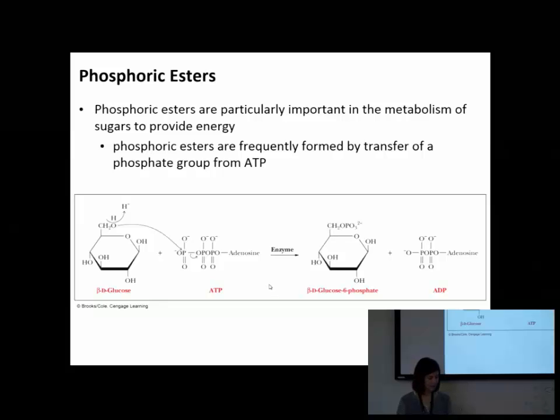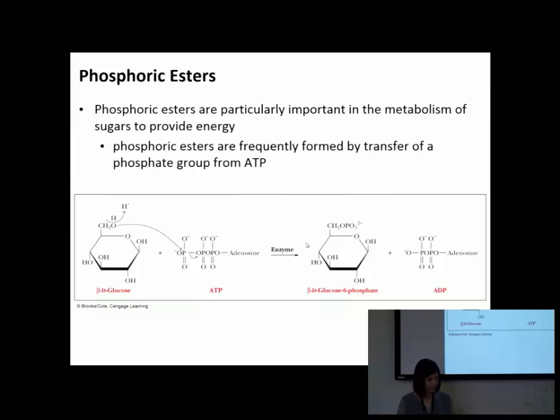But we're going to study this reaction next chapter when we look at glycolysis. It requires energy, and of course it's controlled by an enzyme. And this is called a phosphate ester here.